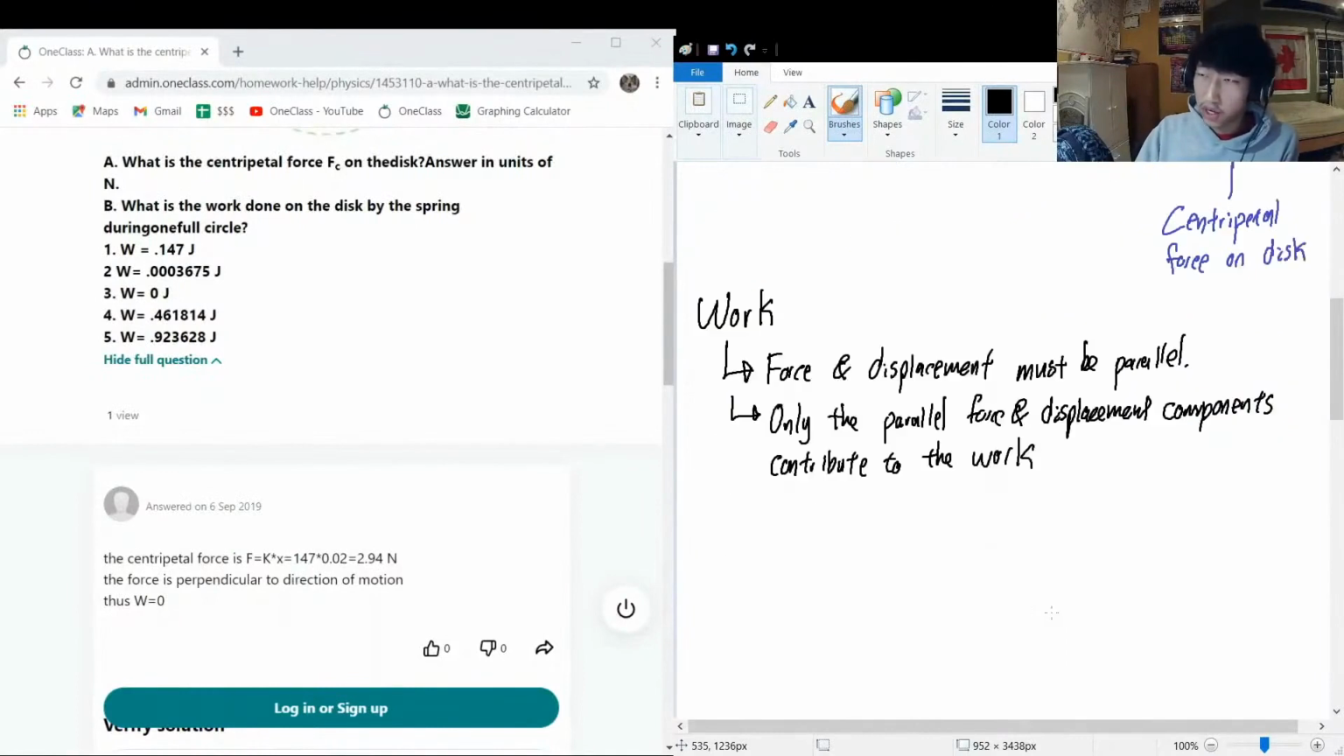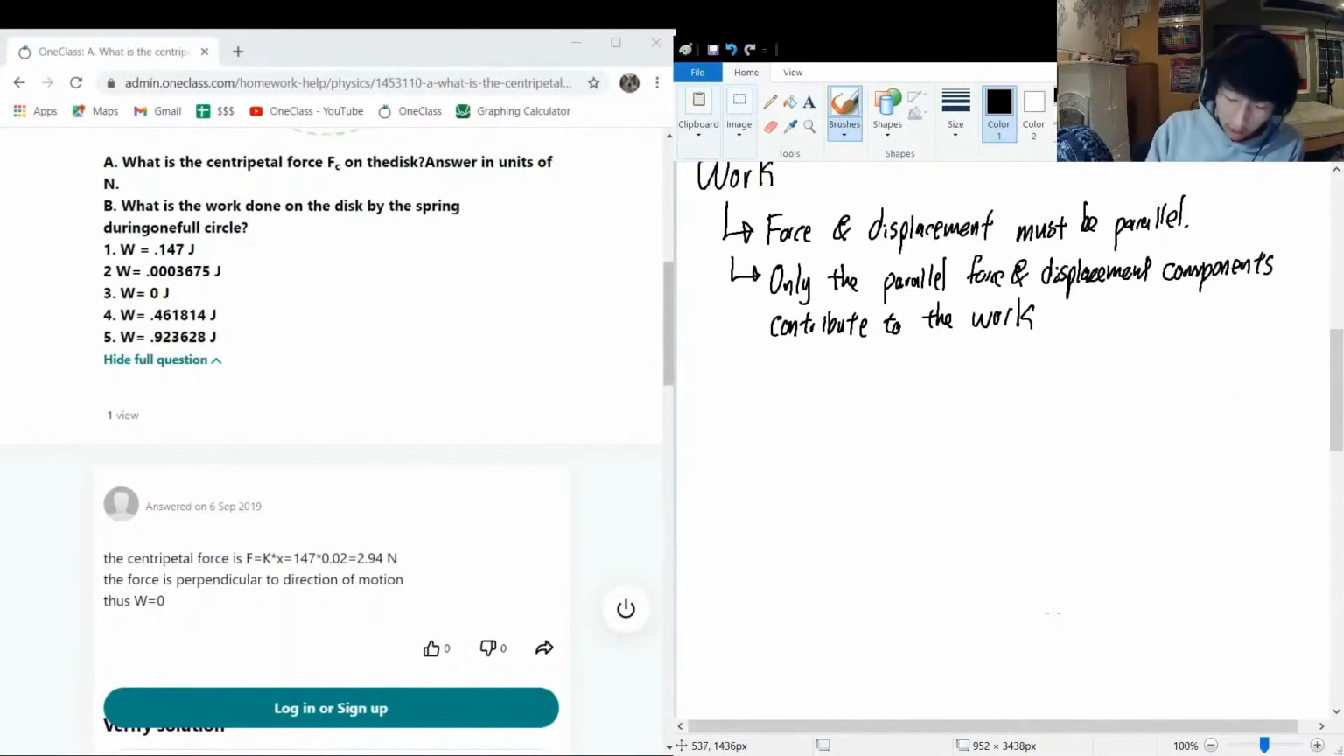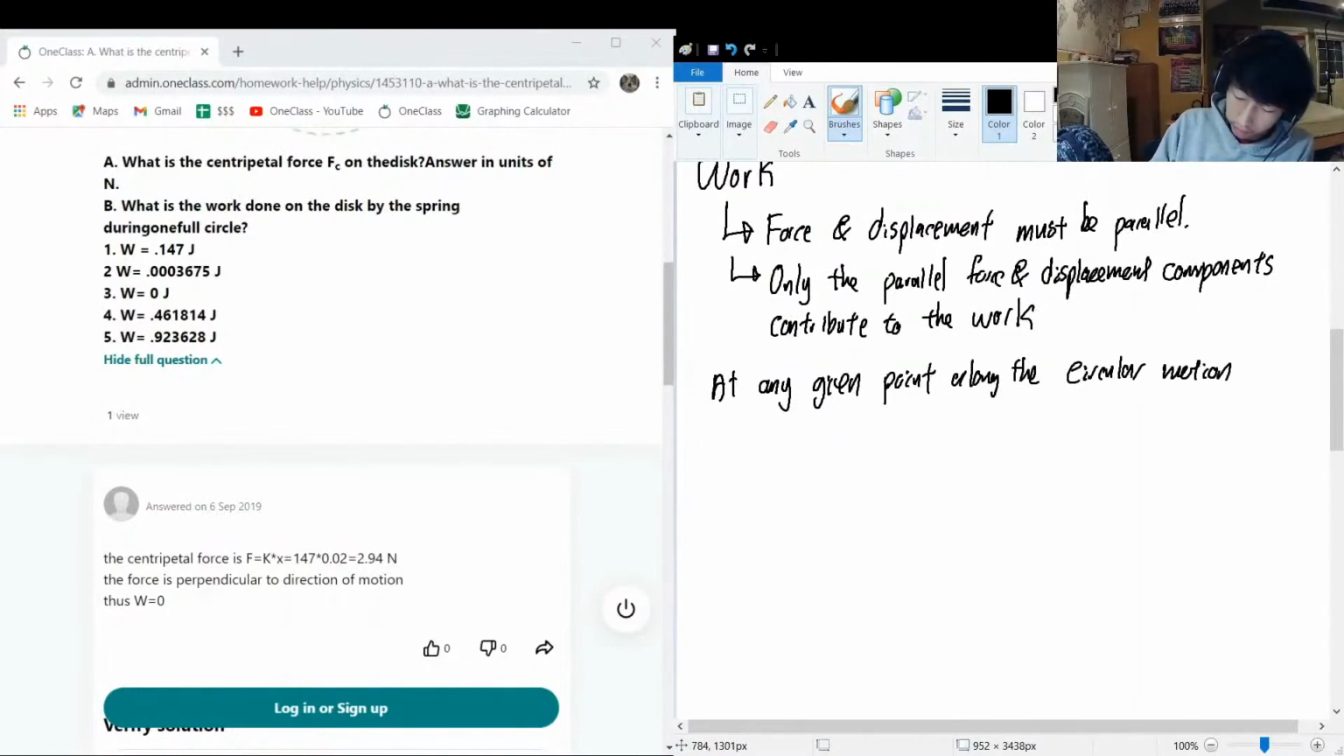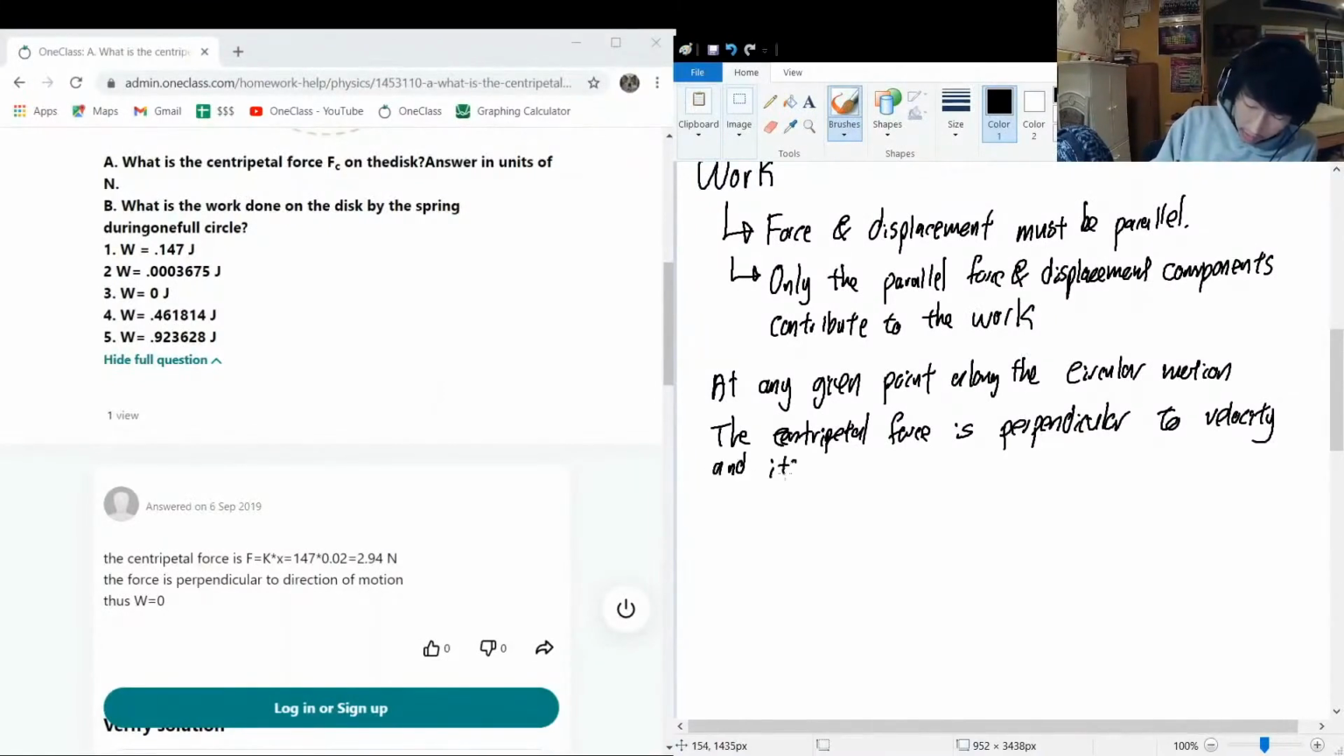Now let's think about this situation real fast. At any given point along the circular motion, the centripetal force is perpendicular to velocity and its displacement, I guess.